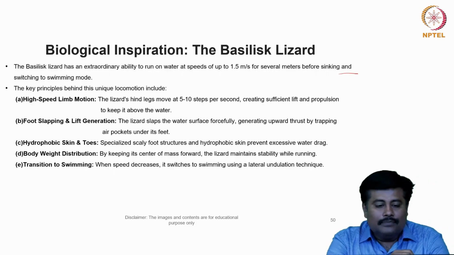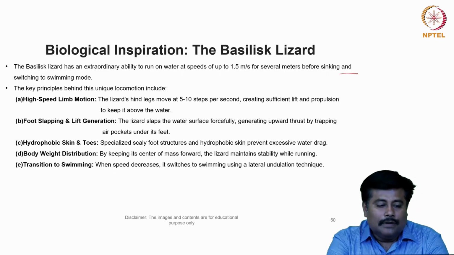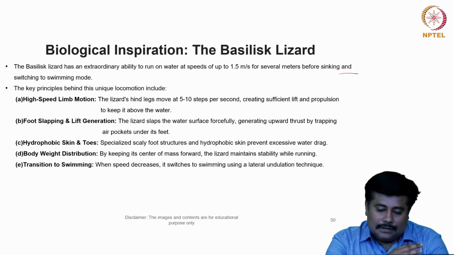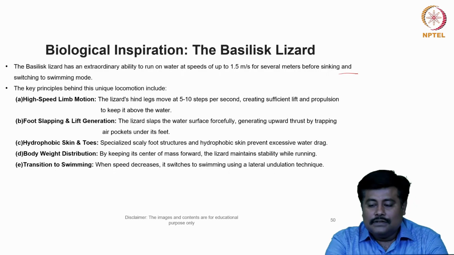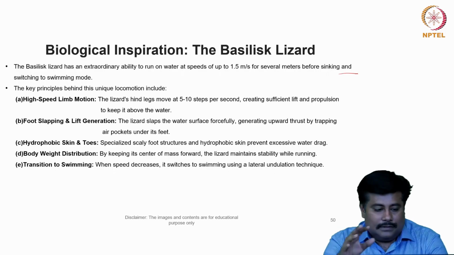If we closely observe the locomotion of the basilisk lizard, the key principle behind this unique locomotion includes high-speed limb locomotion. The lizard's hind legs move at 5 to 10 steps per second, creating sufficient lift and propulsion to keep it above the water. As far as foot slapping and lift generation is concerned, the lizard slaps the water surface forcefully, generating an upward thrust by trapping an air pocket under its feet.